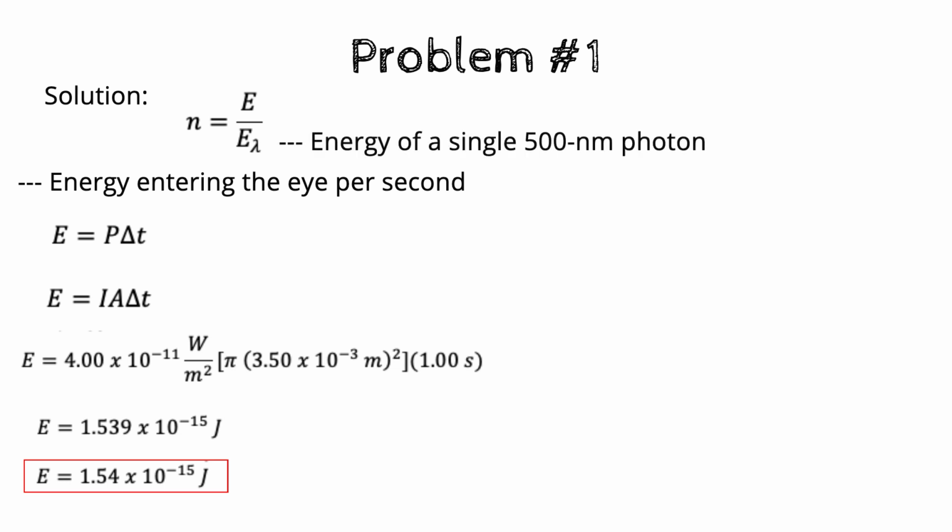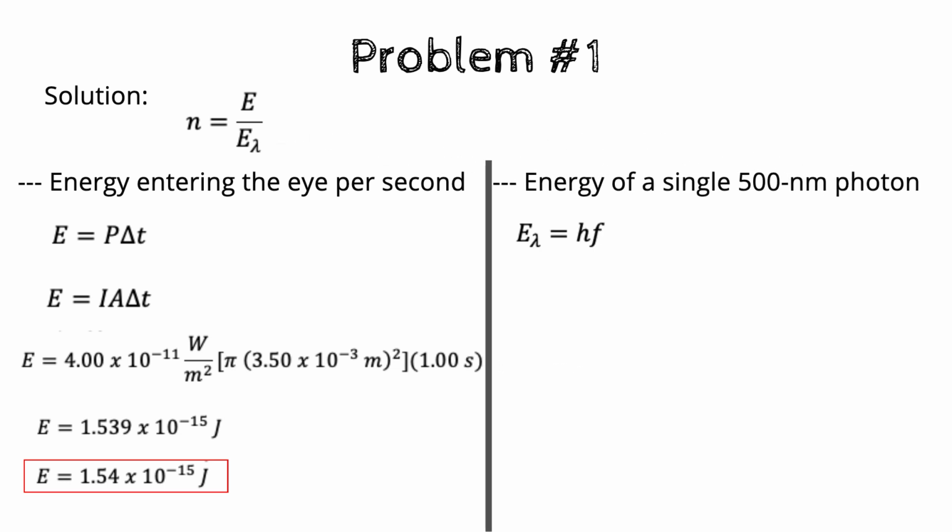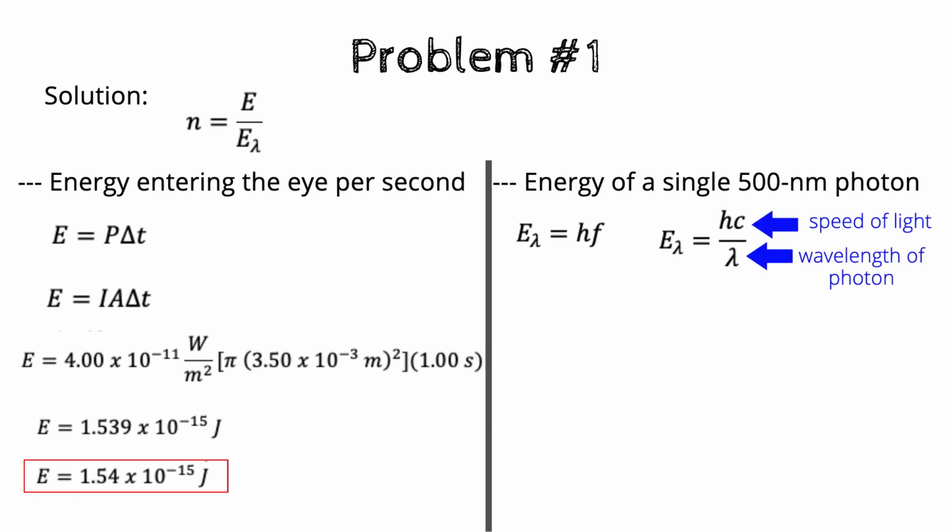Next, the energy of a single 500 nanometer photon is expressed as hf, where h is Planck's constant, and f is the frequency of the photon. The frequency f is equivalent to c over lambda, where c is the speed of light, and lambda is the wavelength of the photon. So the energy of a single 500 nm photon is hc over lambda.